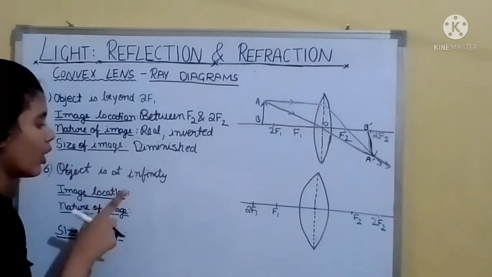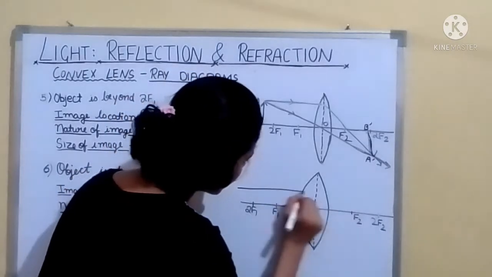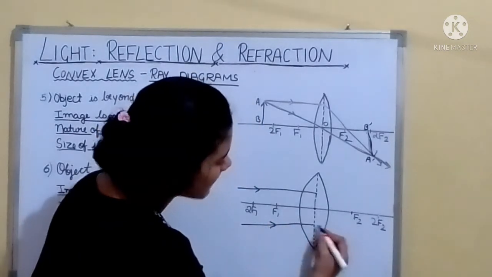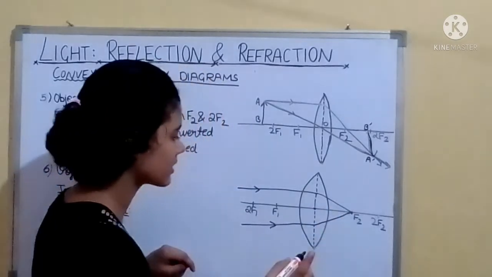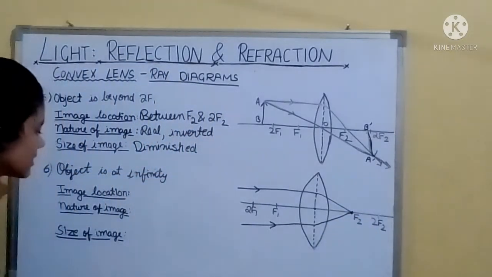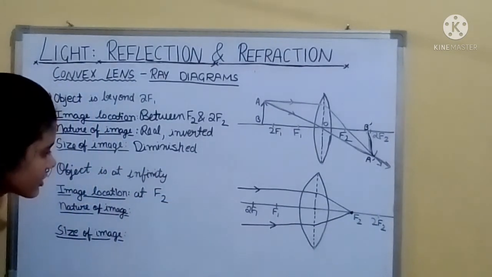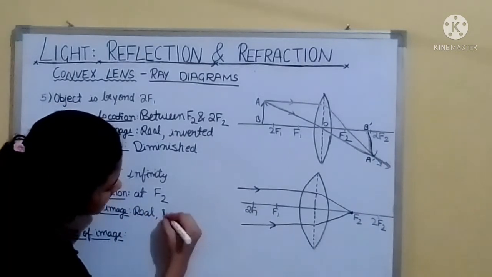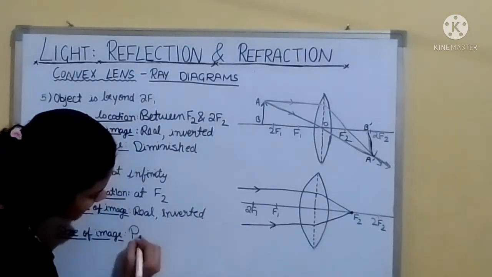Then next one, object is at infinity, means the rays are coming parallel from infinity. When the rays come parallel to the principal axis, they meet at the principal focus, that is f2. So the image will be formed at the principal focus. Image location is at f2. Nature of image is real inverted. Size of image will be point size or highly diminished.